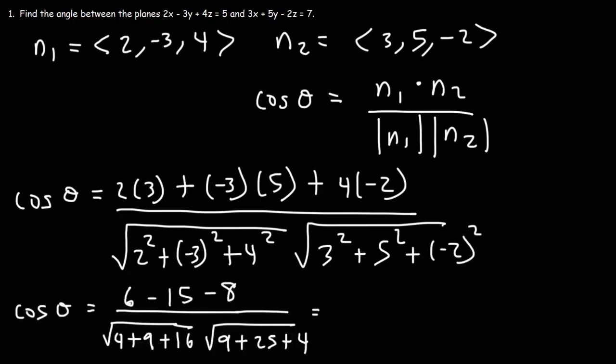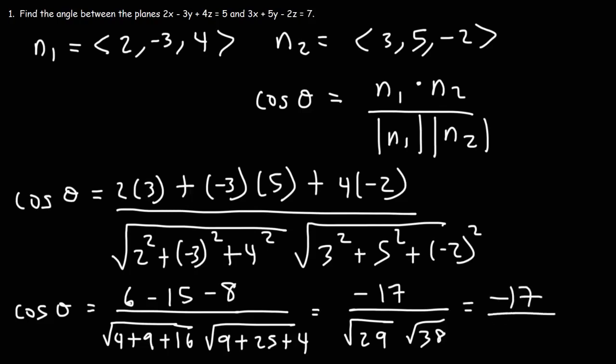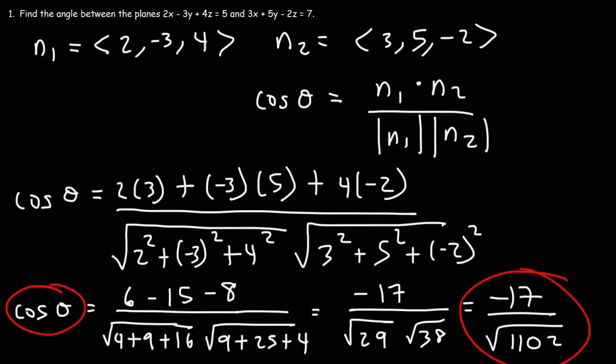6 minus 15, that is negative 9. Negative 9 minus 8 is negative 17. 4 plus 16 is 20 plus 9, so that gives us the square root of 29. And then 9 plus 25 is 34 plus 4, that's 38. Now let's multiply 29 and 38. So that's 1102. So we have negative 17 divided by the square root of 1102. And so cosine is equal to that value.